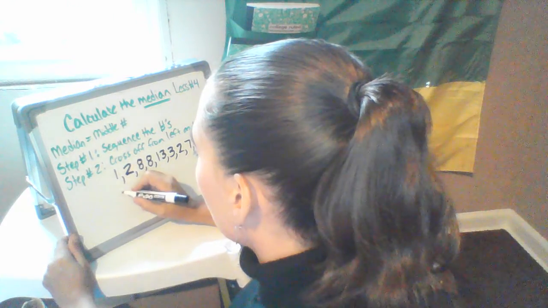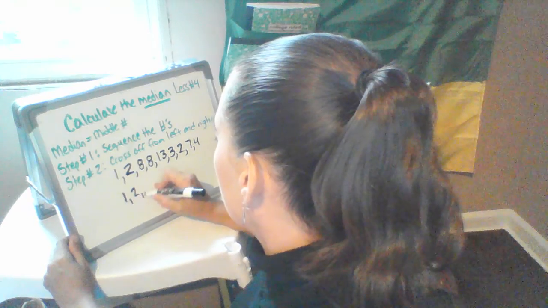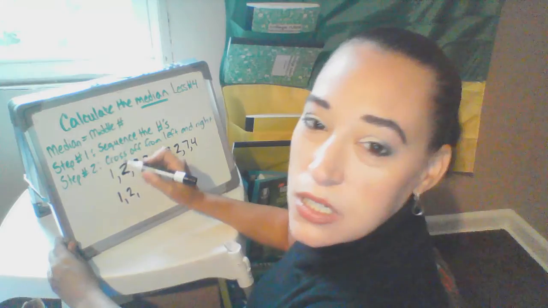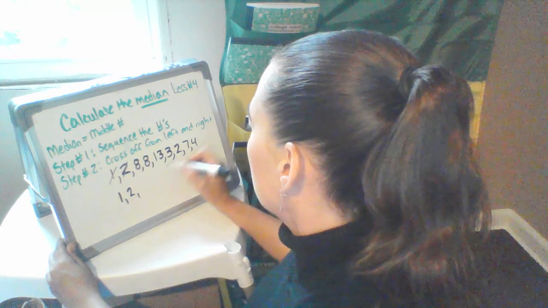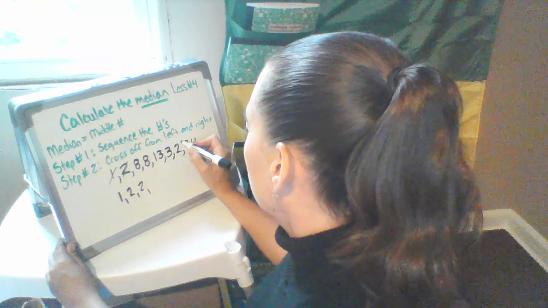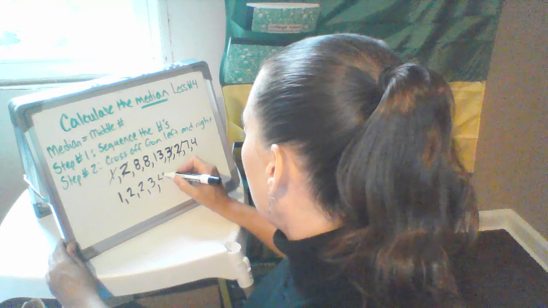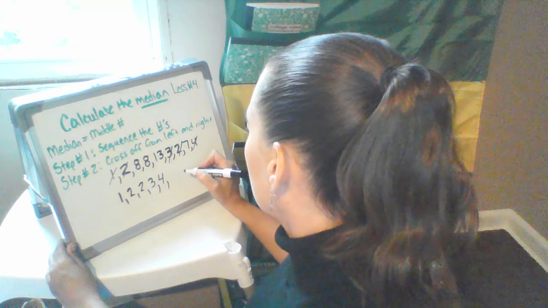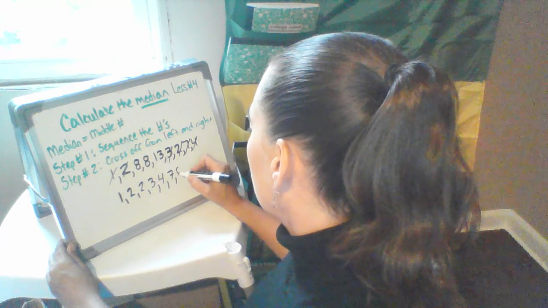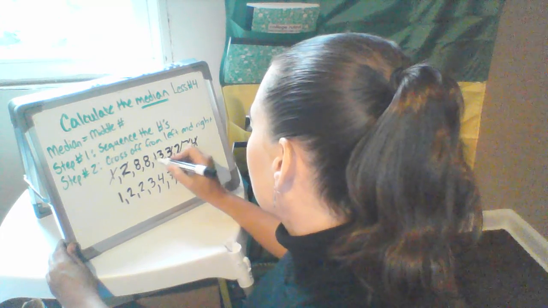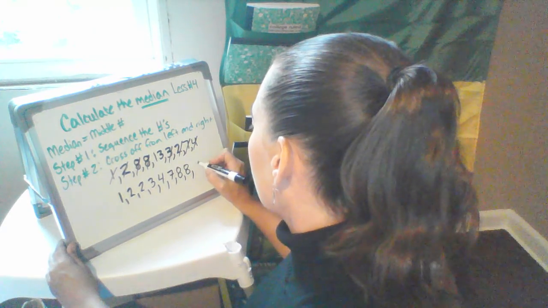One's the smallest, so I'm going to do 1, 2, and then I usually, just so I know I'm done with the number, I cross it off. So 1, 2, 2, then 3, then 4, then 7, then 8, then another 8, and then 13.